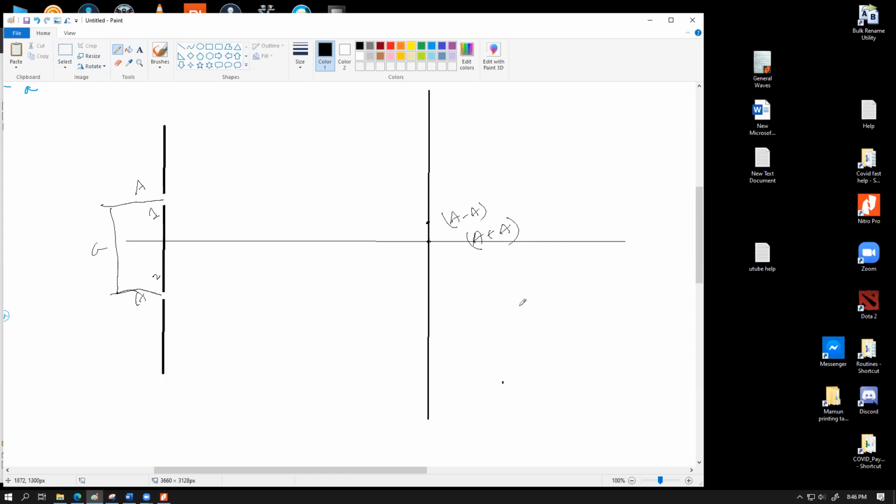Now what's going to happen for this change scenario? For the bright fringe location, we're not going to have equal amplitudes coming in. Let's say currently this one is delivering you at this point an amplitude of A plus A.